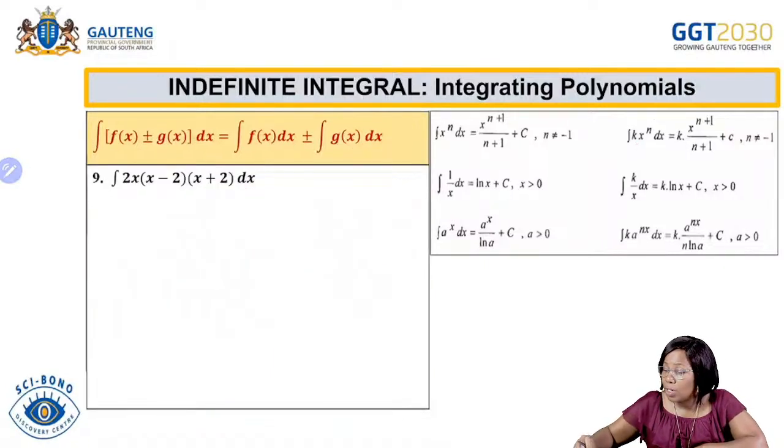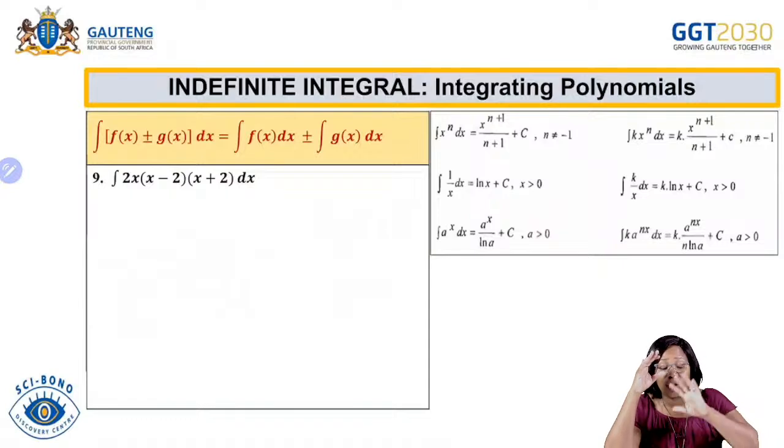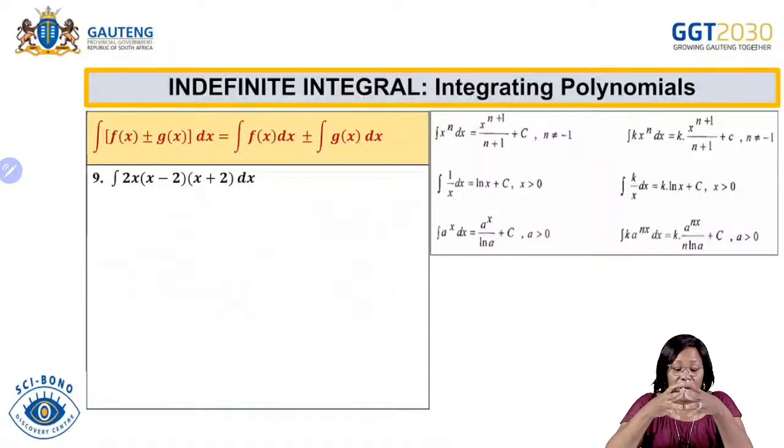And now I want you to try number 9 on your own and then reflect back with all the information that I've indicated to you in terms of brackets and so forth. Let's see how far you can go with this one, grade 12. 3 minutes, your 3 minutes starts now.